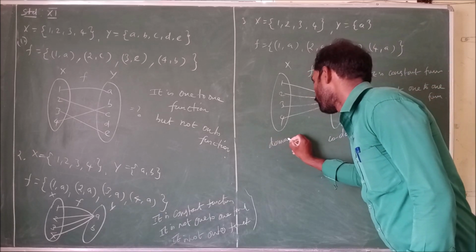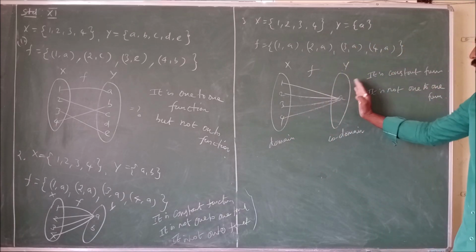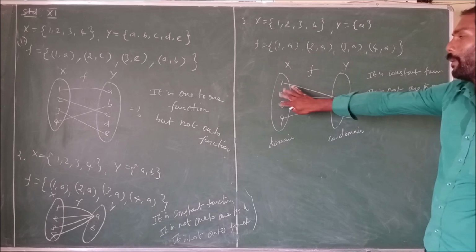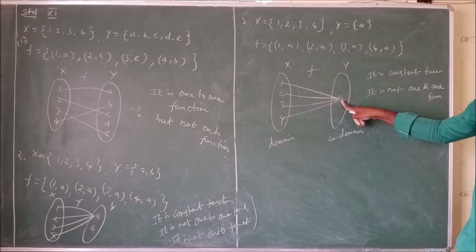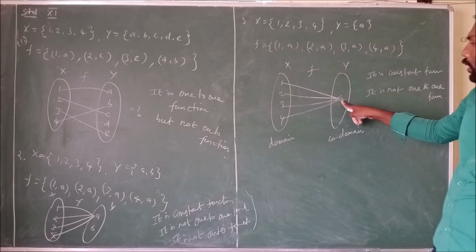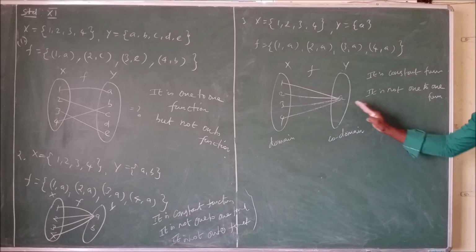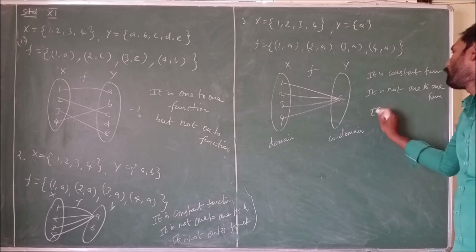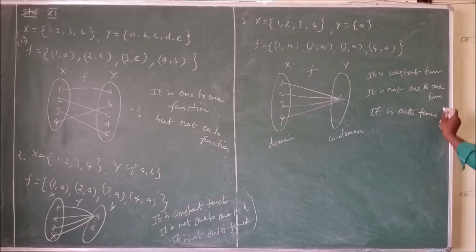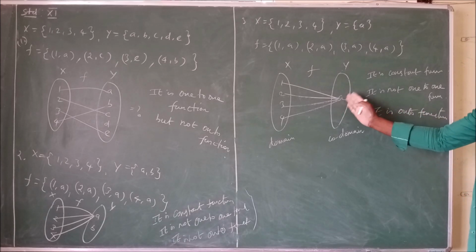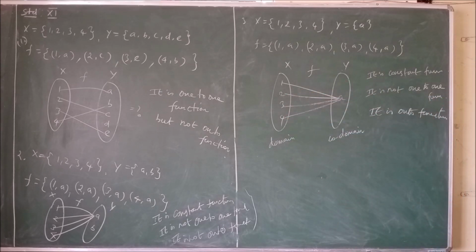This one is onto: for all elements in the codomain, there exists at least one pre-image in the domain. There is only one element for the codomain, there exists only one pre-image, and more than one pre-image is accepted. So it is an onto function, because all elements map to a pre-image in X.